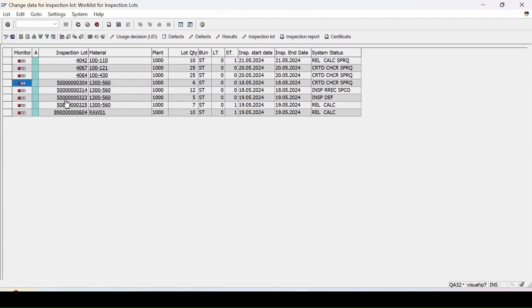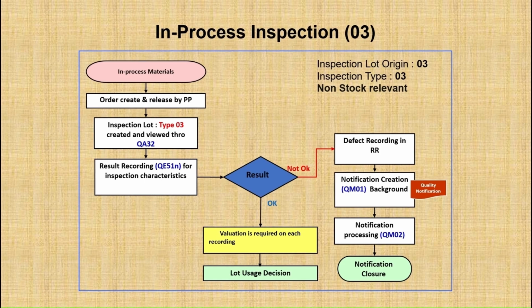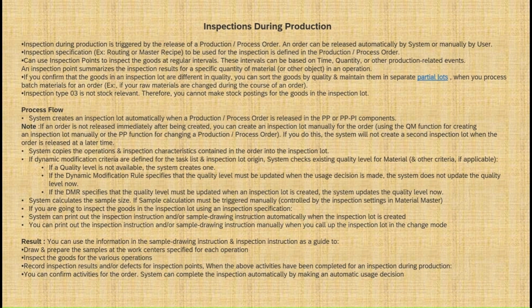This is a simple flow of in-process inspection, where we are just adding the MIC and the sampling procedure in their master data, which is routing. And then the production order is created, the lot will get triggered, and we will do the result recording. Stock posting is not there now. In this case, it was an in-process semi-finished product, in 03.